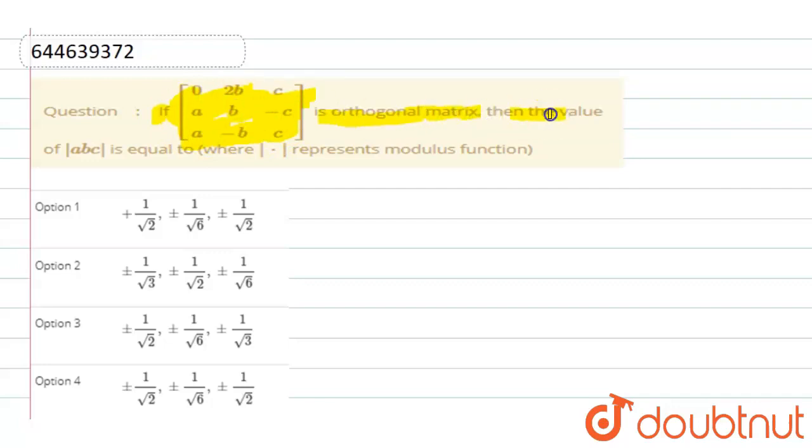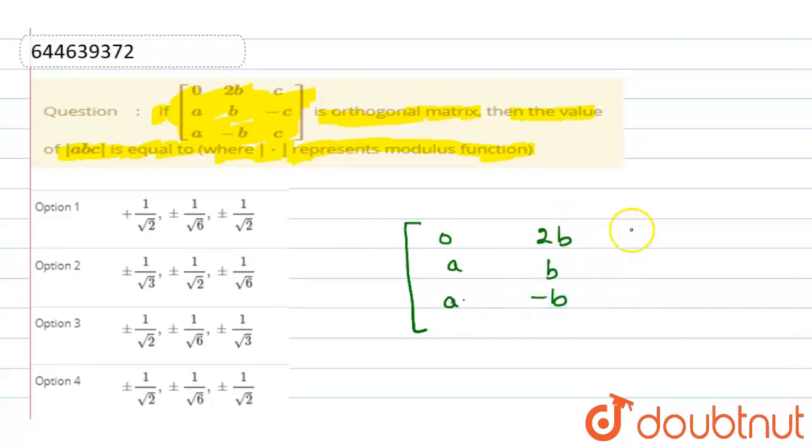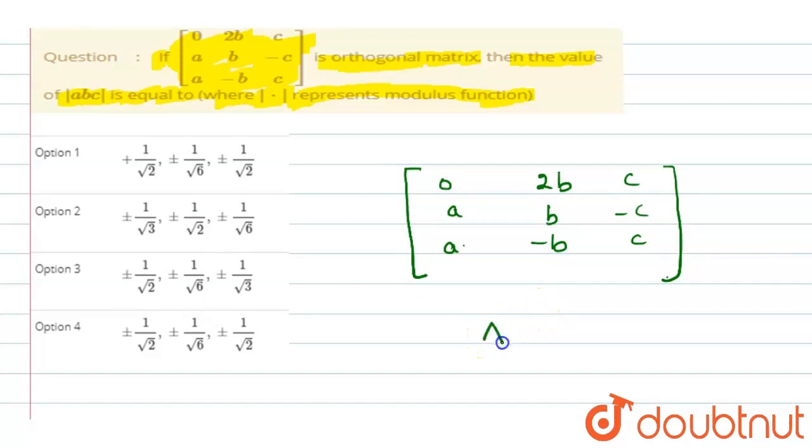Here the question is given that if this matrix is an orthogonal matrix, then find the value of modulus abc. Here we can see that the given matrix is equal to A. This is an orthogonal matrix, so A into A transpose is equal to the identity matrix.